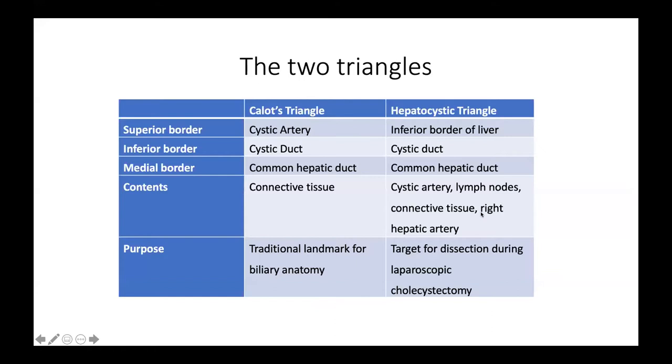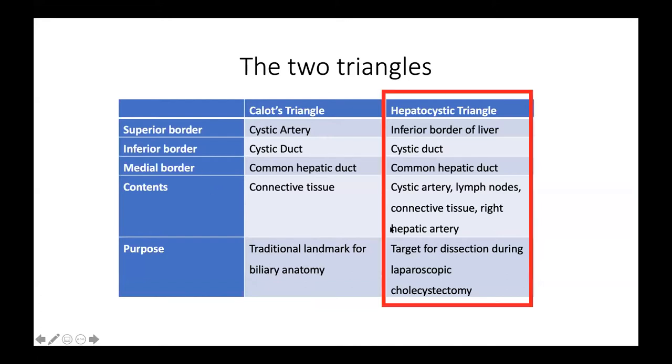When I was reading about anatomy as a medical student, I came across two triangles, and often this used to confuse me. Calot's triangle is the traditional landmark for biliary anatomy. I don't think it's any longer really relevant and should be discussed, but just for perspective, we know about it. But really what we should concentrate on is the hepatocystic triangle, because these are the landmarks within which we will find the cystic artery, and often associated with the lymph node known as the lymph node of Lund, and the right hepatic artery posteriorly.